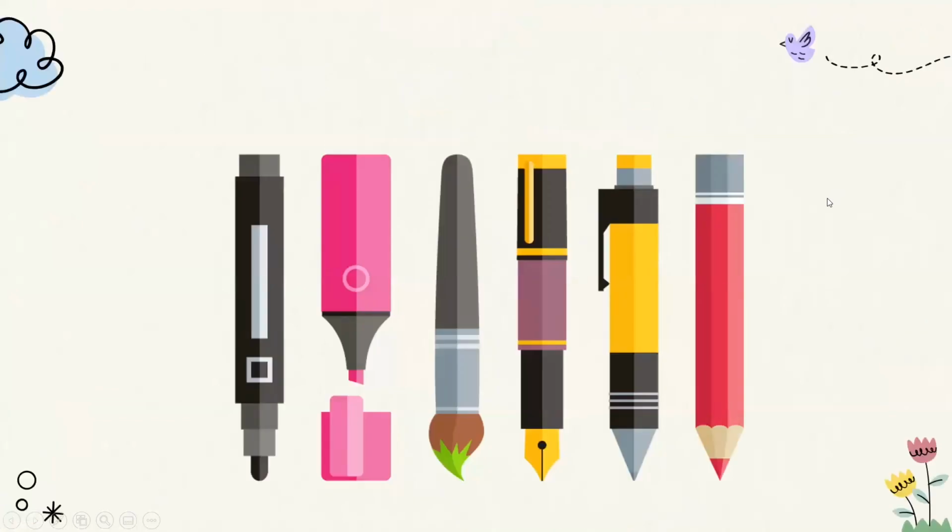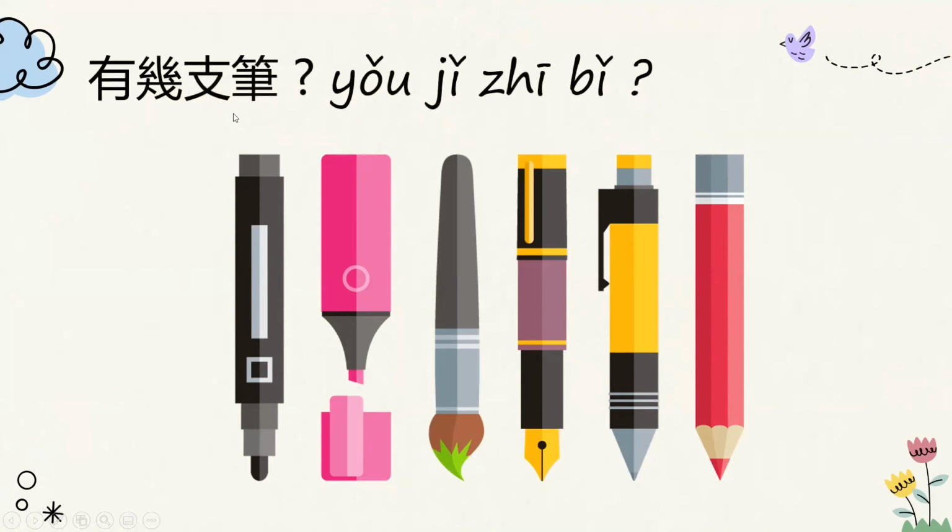And let's move on to the next one. No matter what kind of pen, right? So here, simply we'll just say 笔. Those are the pens, right? 笔. So I would like to ask you, 有几支笔? Okay, how many pens are there? 4, 5, 6. 有6支笔. Very good, well done.